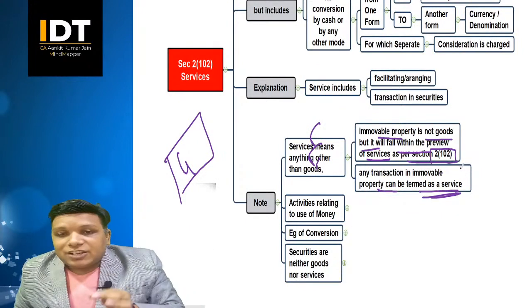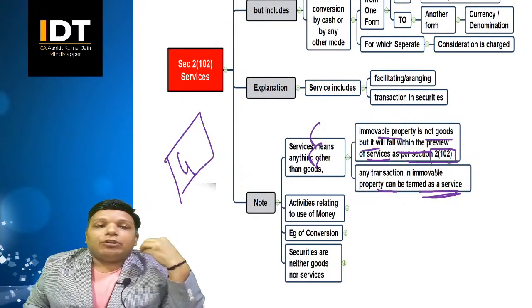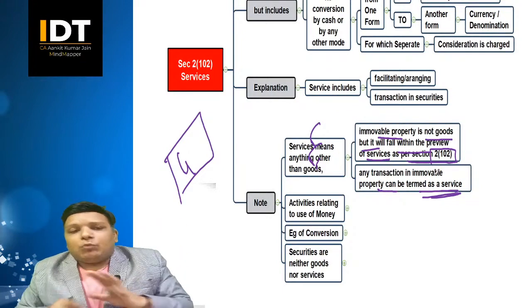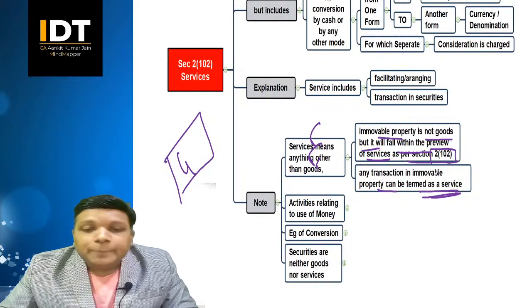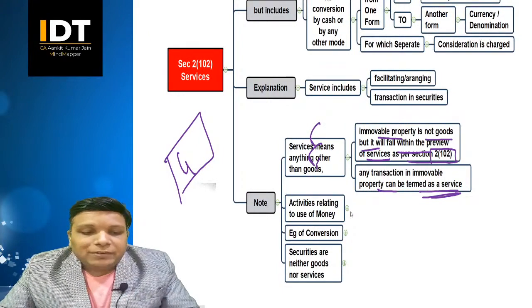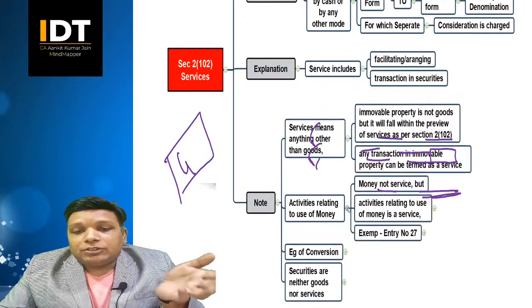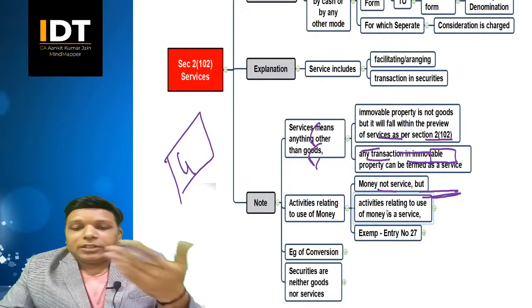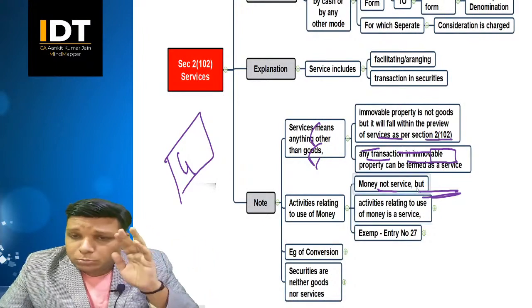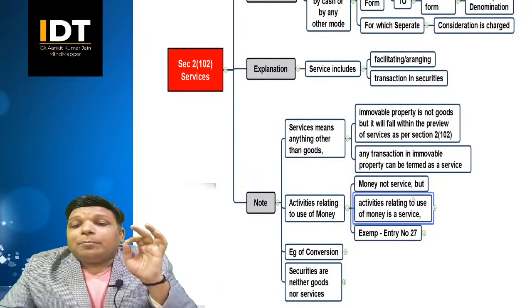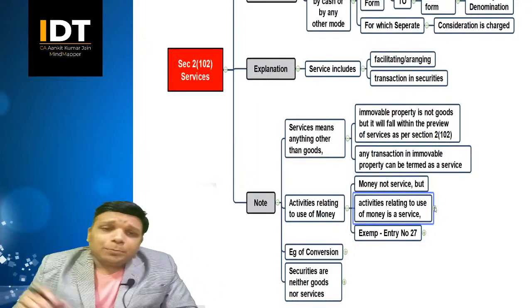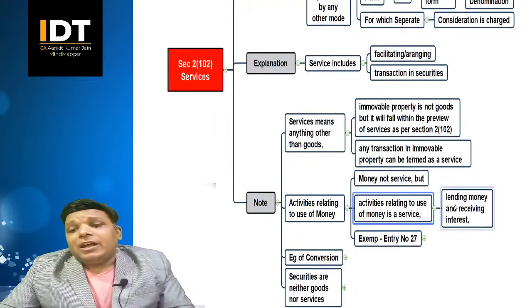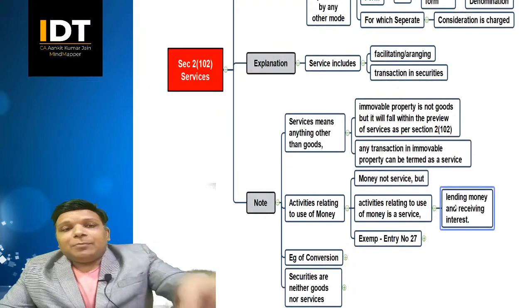Now, any transaction which is happening in the property, that means I'm giving it on lease, I'm giving it on rental, whatever it may be, those can be termed as services. Correct, everybody? Activities relating to use of money, we've already seen conversion, right? Conversion into either of the currencies is a service. That means money per se is not a service, but activity relating to use of money is a service. Correct? Now, suppose I am giving you a loan, I am lending money to Mr. B and I am receiving interest, right?